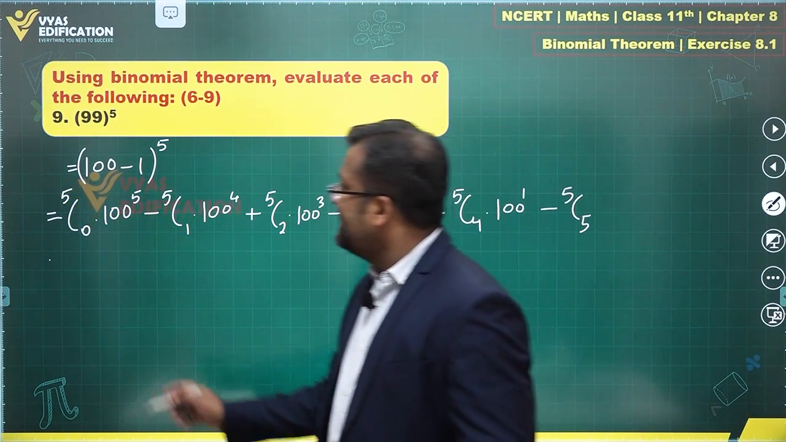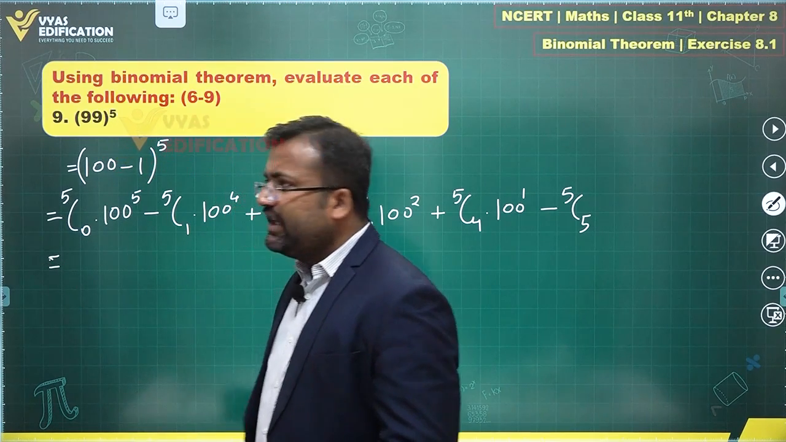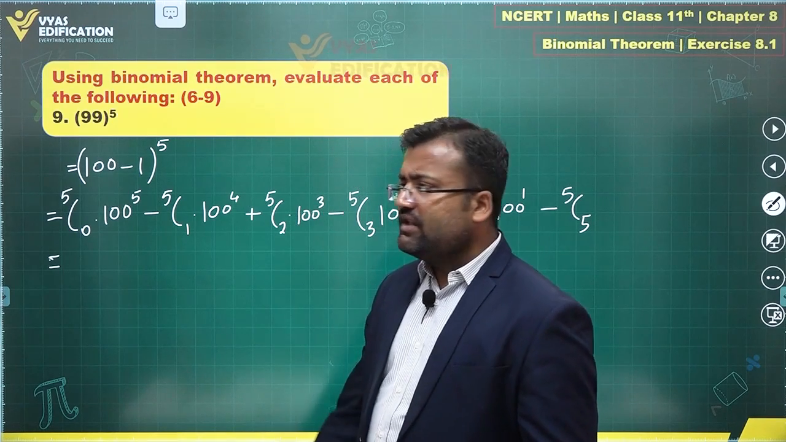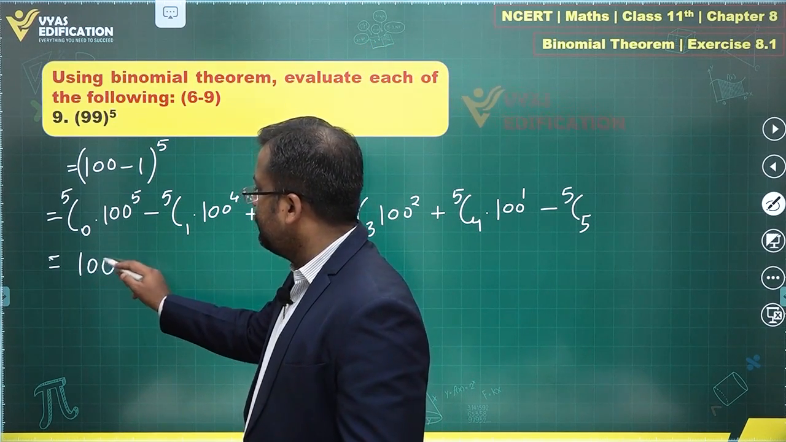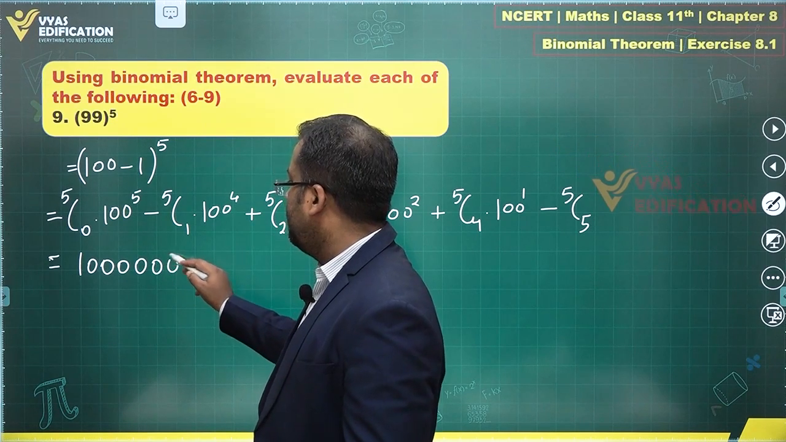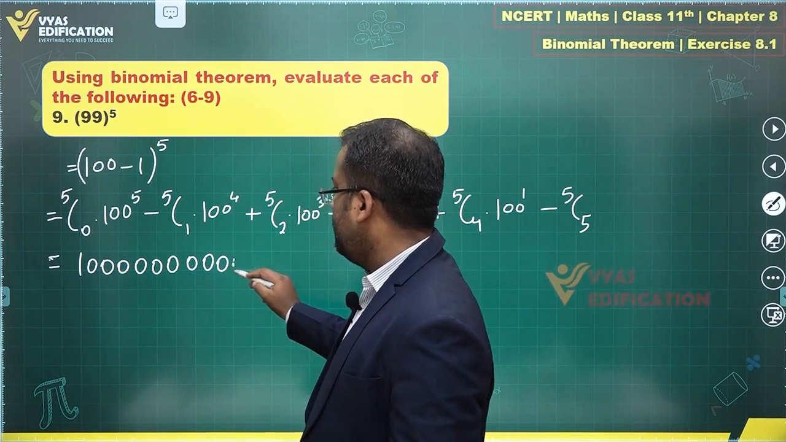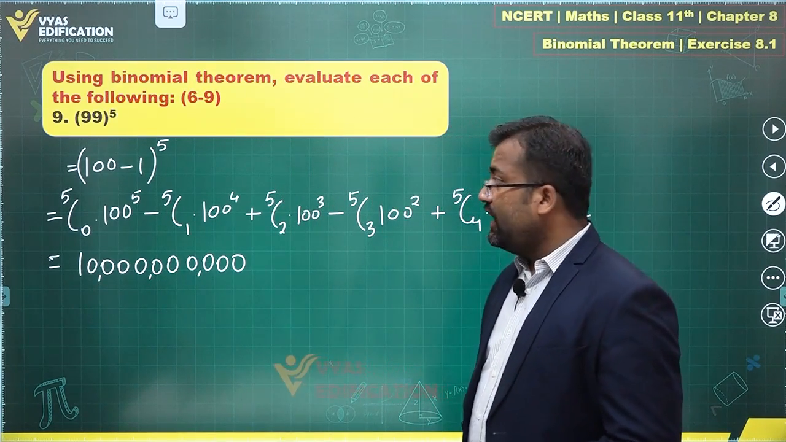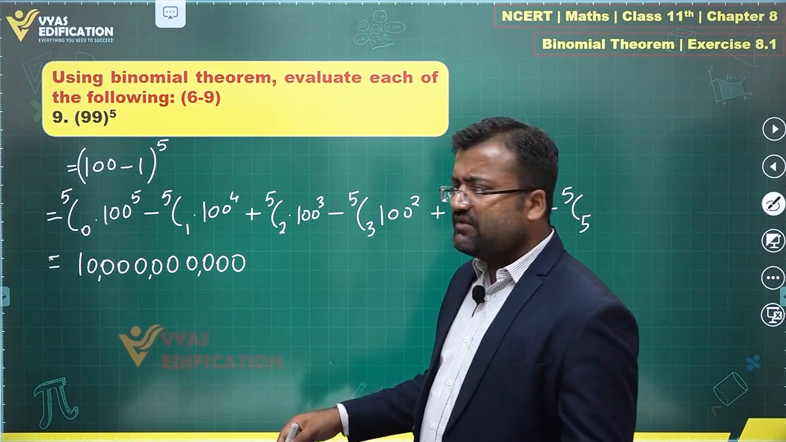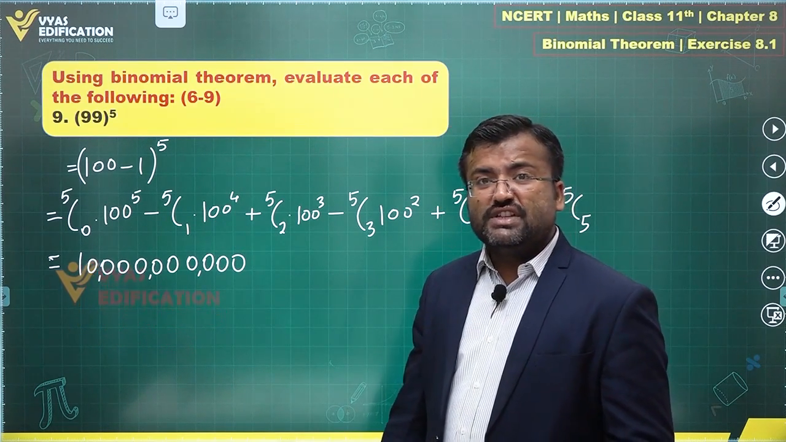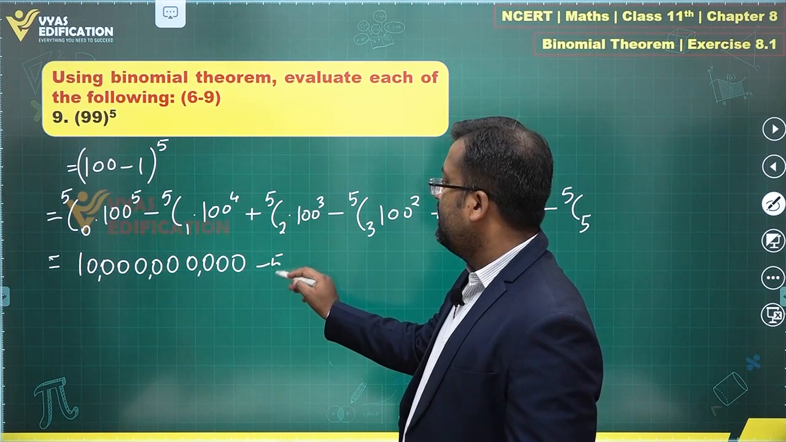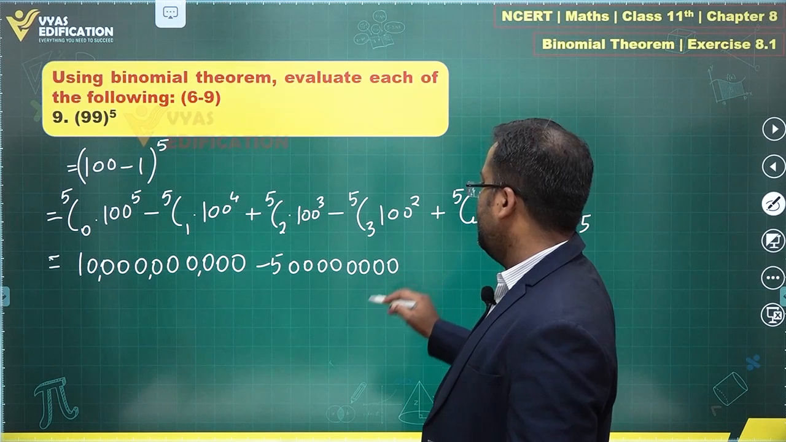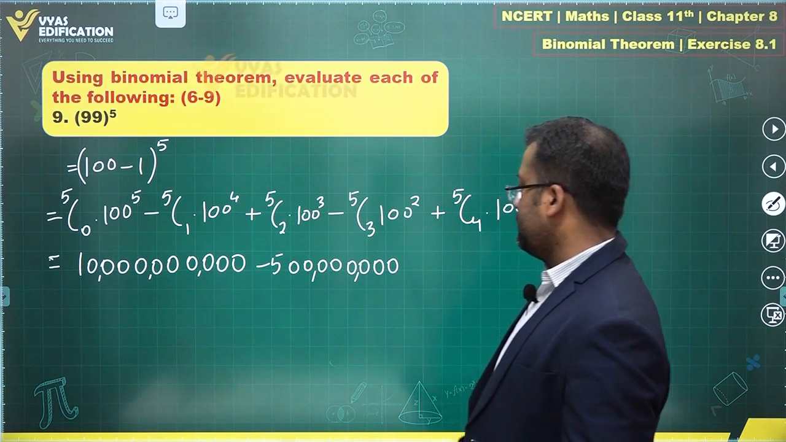Next, what is 100 power 5? 100 power 5 is actually 1 followed by 10 zeros. 5C0 is 1 only, so this is 1 followed by 10 zeros. Those are 10 zeros, right? Let's separate them out by commas, and this is what you have. What next? This is 5C1. 5C1 is 5 followed by 100 power 4, which is 8 zeros. 5 followed by 8 zeros. Okay, let's separate them out by commas. This is what you have.